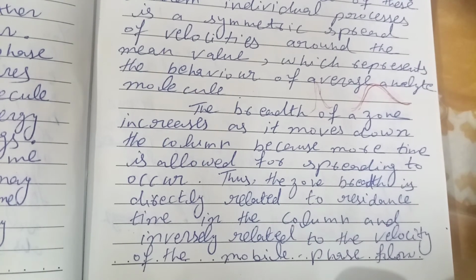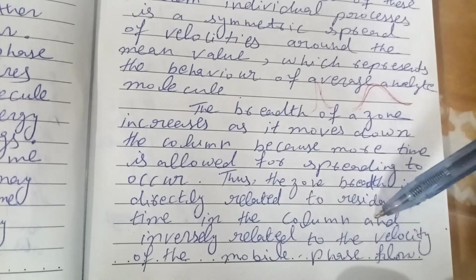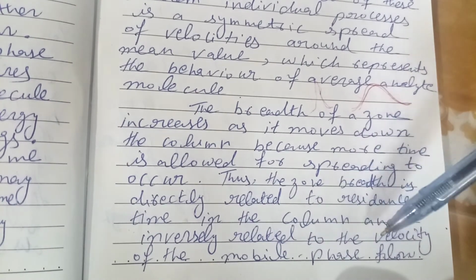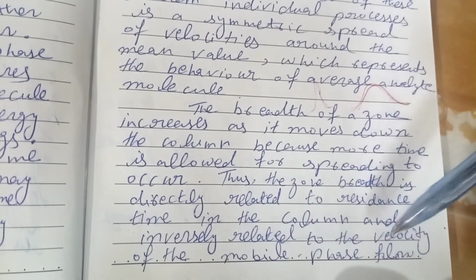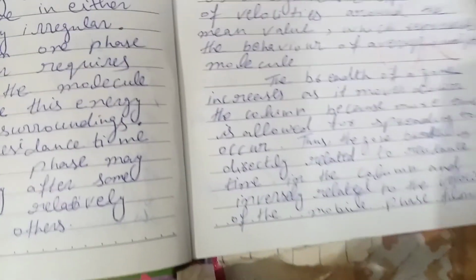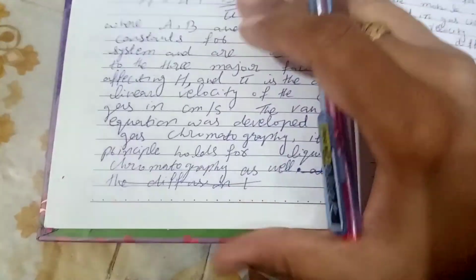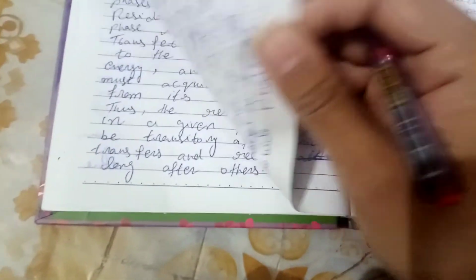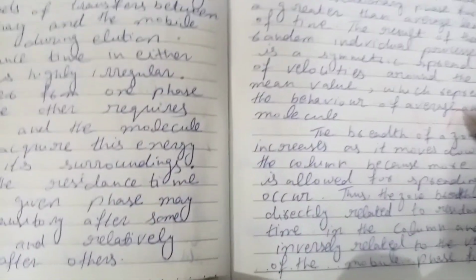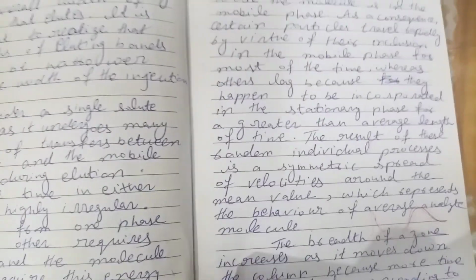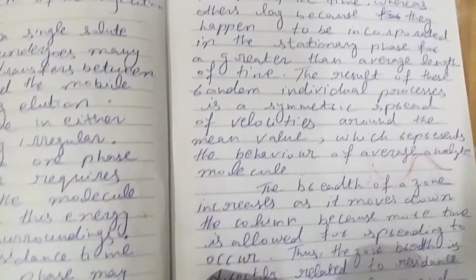Zone breadth is directly related to residence time in the column and inversely related to the velocity of the mobile phase flow. This is all about our rate theory.